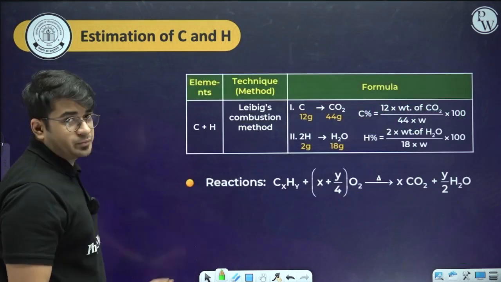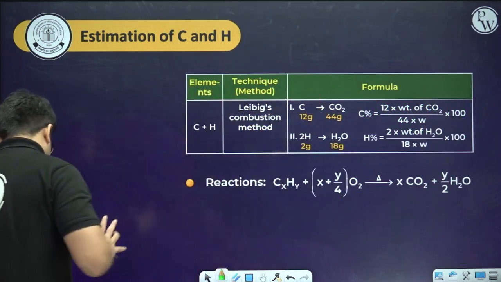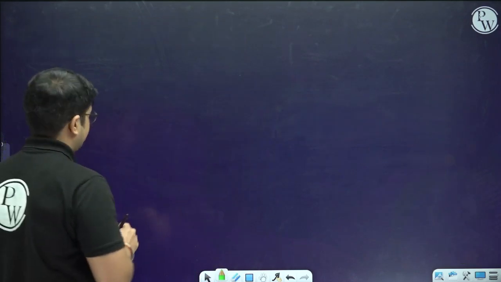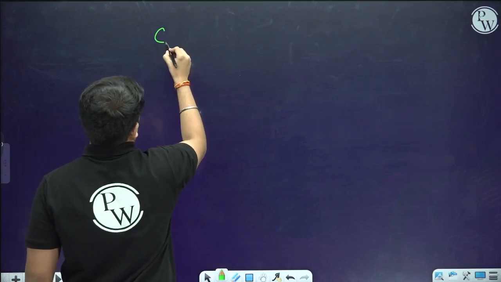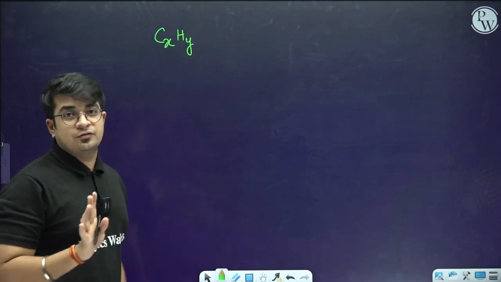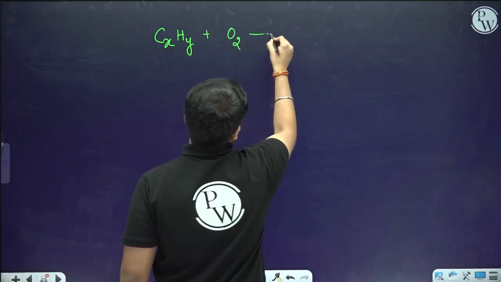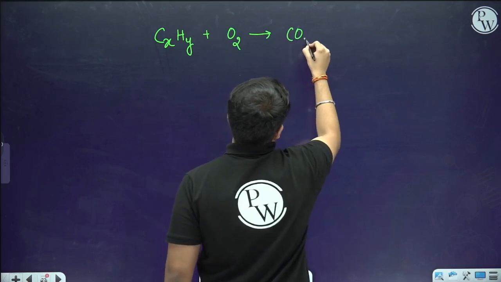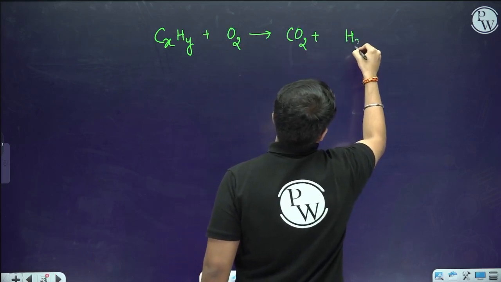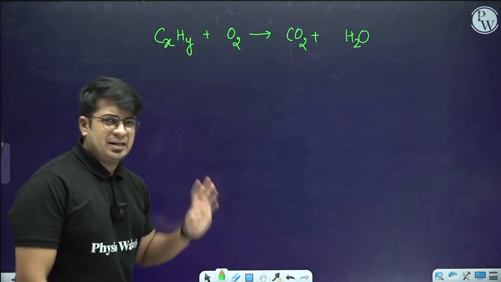What happens in the experiment? Just don't look at the experiment. If I talk about the basic reaction, I know we have the organic compound, which is, let's say, CXHY, because I don't know the exact formula of the organic compound. It's going to be reacted with X amount of oxygen, and eventually it's going to be converted into CO2 as well as H2O. I hope this part is clear. There is no need to balance this equation.